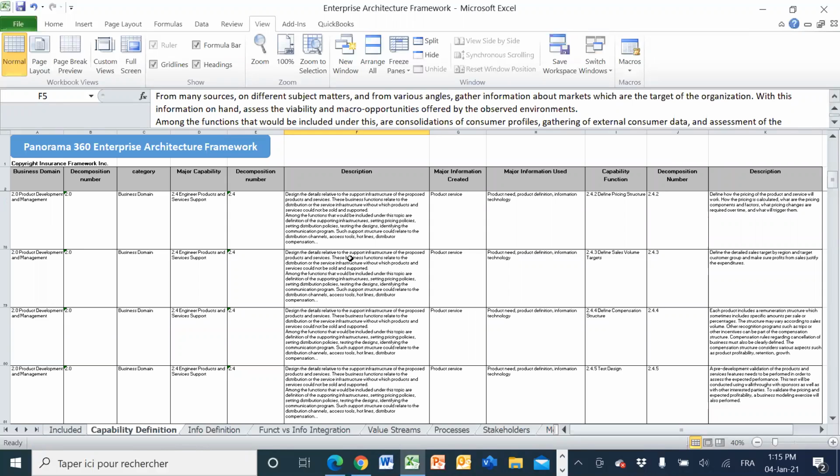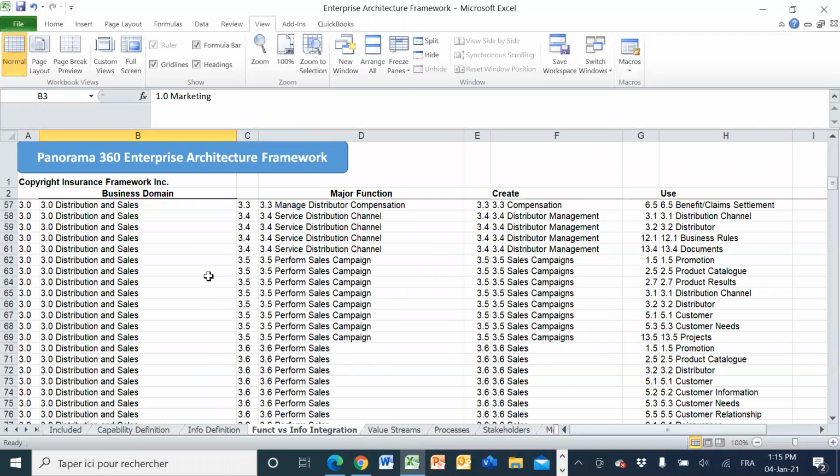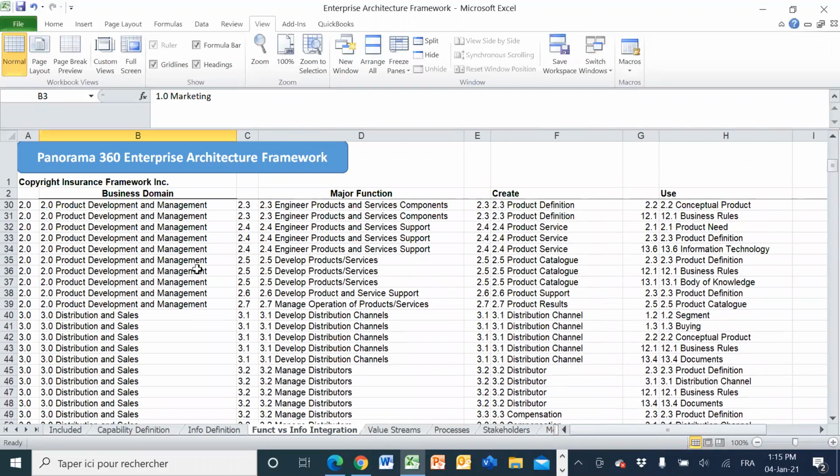First, we have a set of over 500 business capabilities with definitions and the information that gets created and the information that gets used. We have the definition of all the information domains, information subjects, and information topics. We have the integration that exists between the business capabilities and the creation and use of the information.